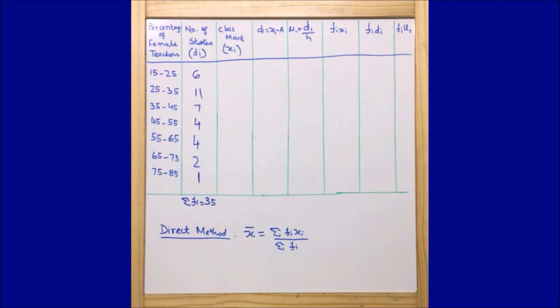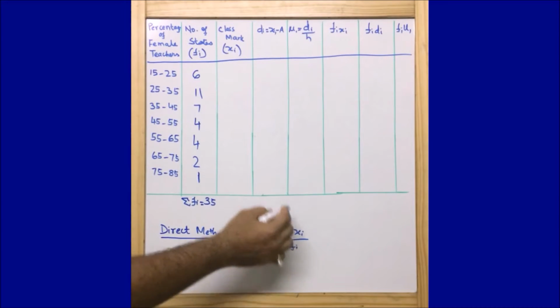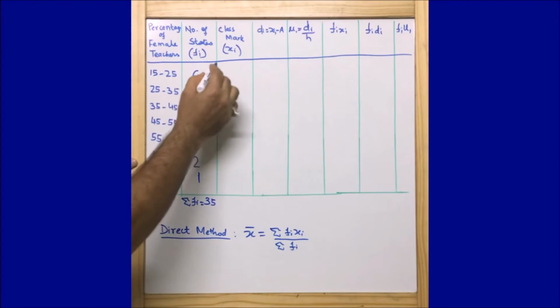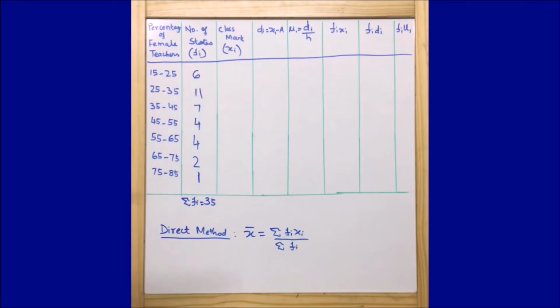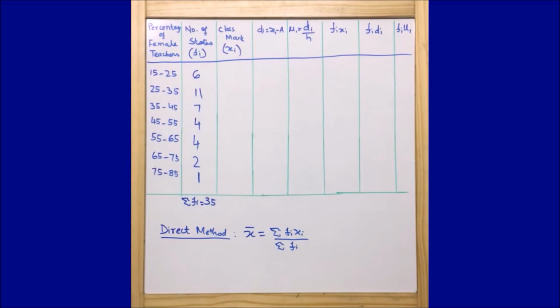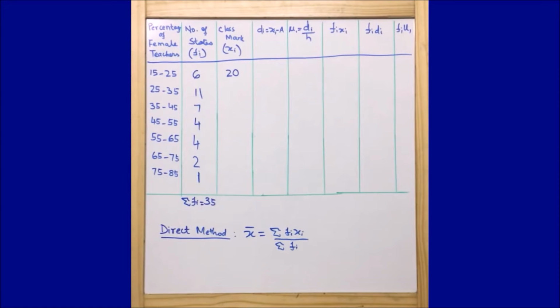Now our next activity is to find out Xi. Xi is nothing but the class mark. We very well know that the class mark is upper class limit plus lower class limit divided by 2. So here the upper class limit is 25 plus the lower class limit 15, divided by 2. That means 25 plus 15 is 40, and 40 divided by 2 is 20. So here I got 20 as my first class mark.